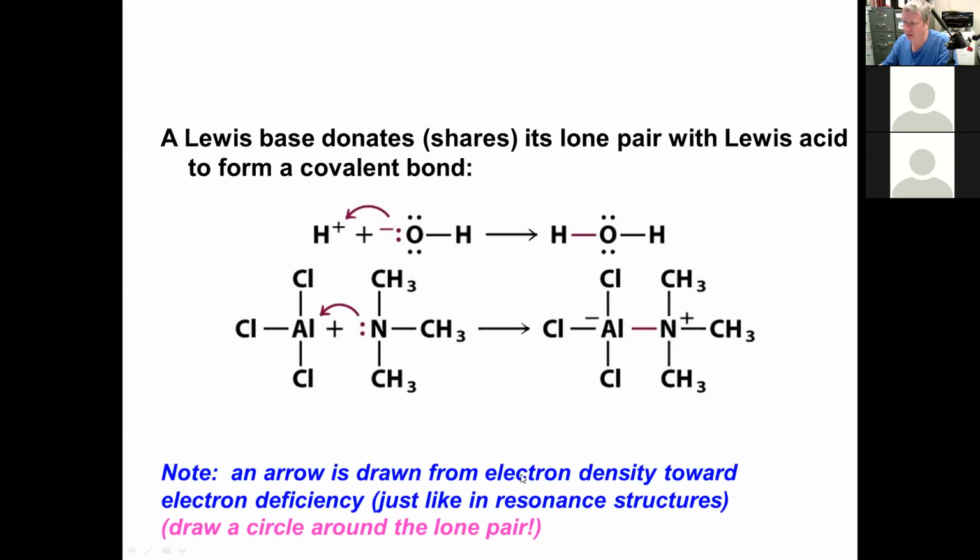So an arrow is just drawn from the electron density towards the electron deficiency. That's a general rule. We always go from density towards deficiency, just like we do in resonance structures, and usually draw a circle. It really just helps you when you're keeping track of your electrons. If you got a lone pair, circle it first.